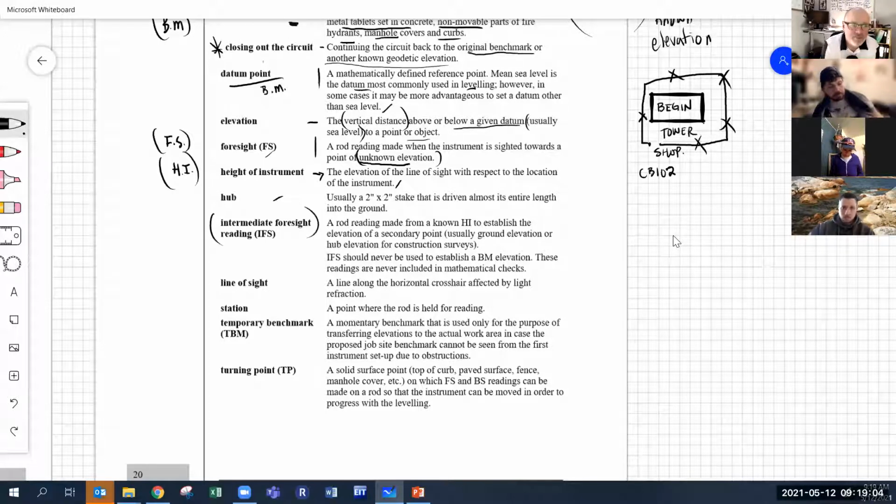This intermediate foresight, IFS, is a rod reading made from a known height of instrument to establish an elevation of a secondary point. So this is to get a new benchmark. It says an IFS should never be used to establish a new benchmark, but that's okay. We're going to make sure that our mathematics are correct. And this is kind of how we begin to get a new benchmark or a new known elevation.